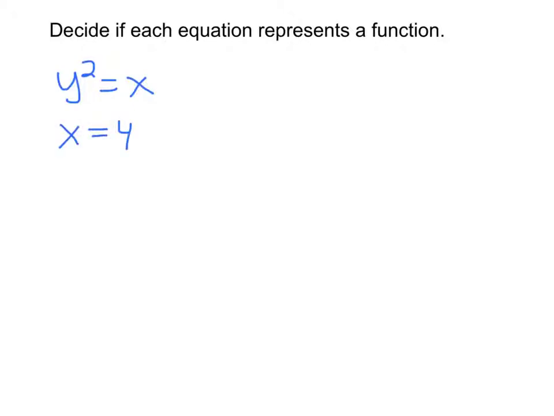So if the input is 4 and we substitute that into our equation, we get y squared equals 4. Then the question is, what numbers can you square and get 4? And y could either be 2 or y could be negative 2. So we have one input, x equals 4, leading to 2 different outputs, 2 or negative 2. So this is not a function.